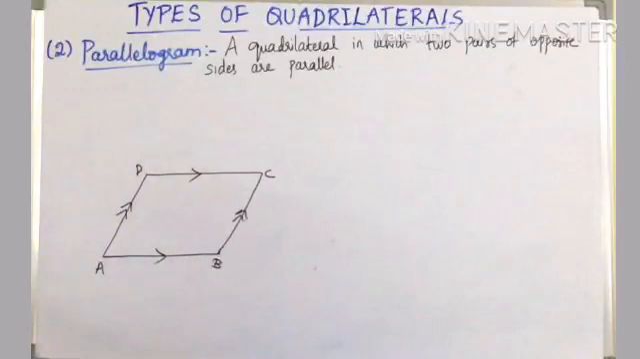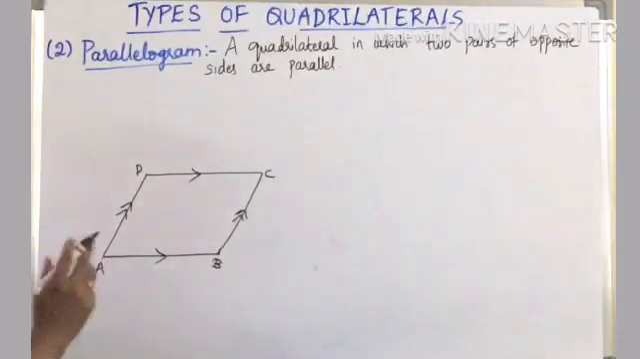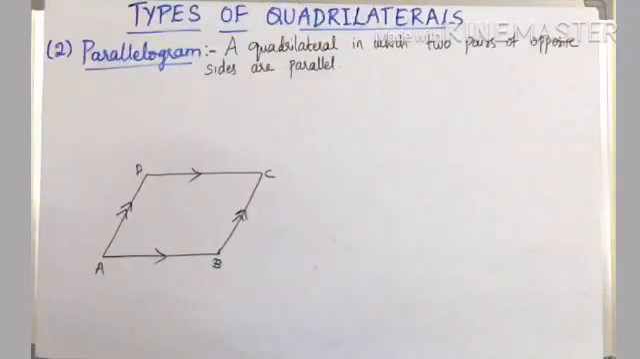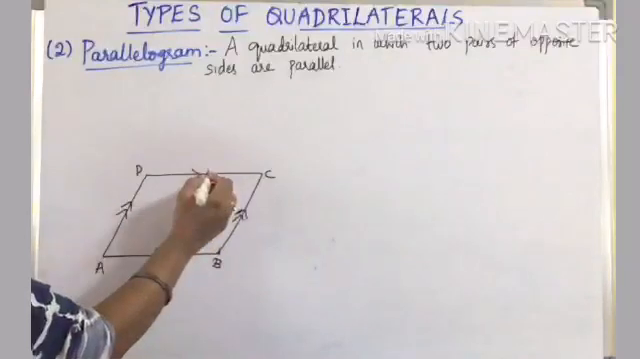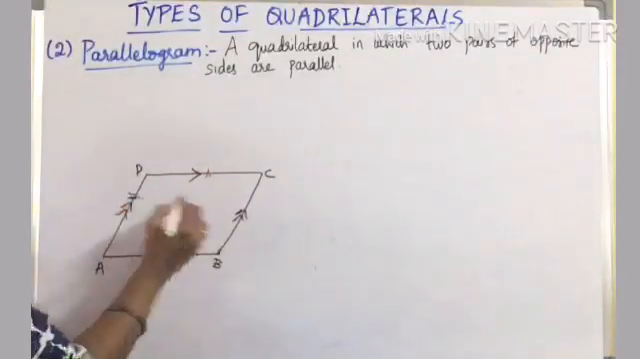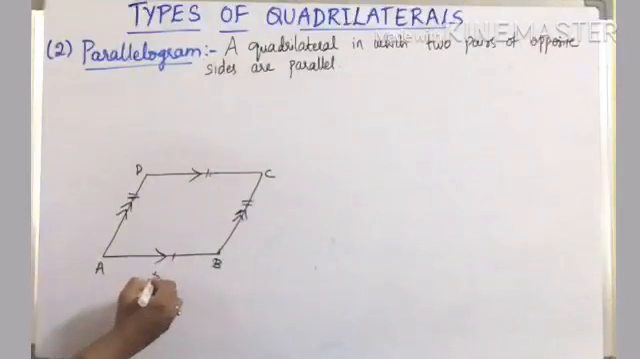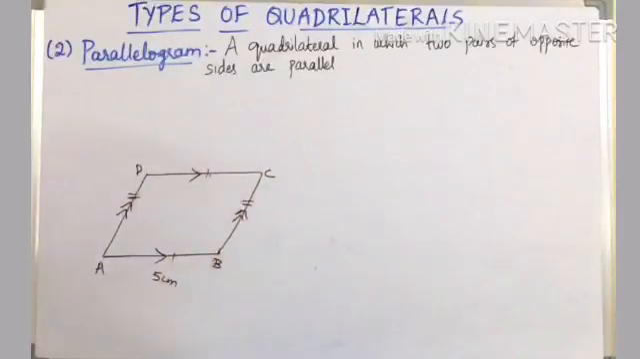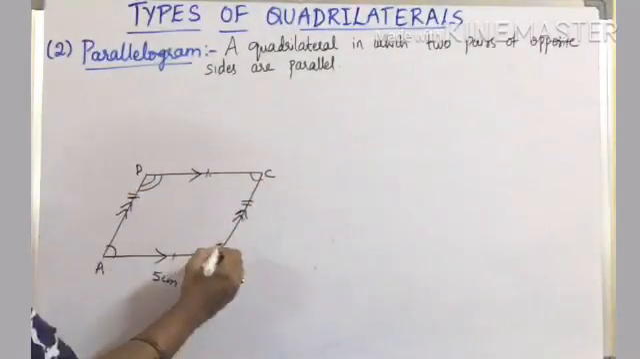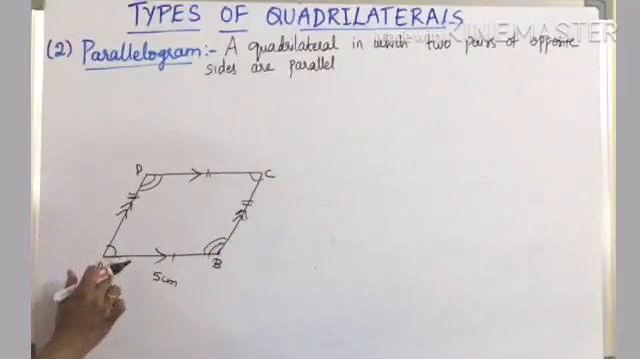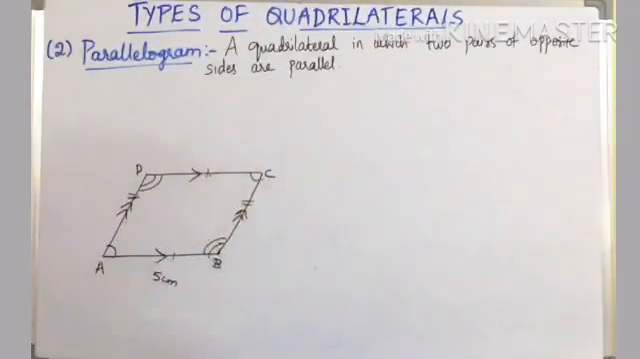What are the properties of a parallelogram? In a parallelogram, opposite sides are equal. This side is equal to this side, and this side is equal to this side. For example, if AB is 5 centimeters in the parallelogram, DC is also 5 centimeters. Opposite angles are also equal in a parallelogram. For example, if A is 60, we can take C as 60. So, very important properties we are having here.